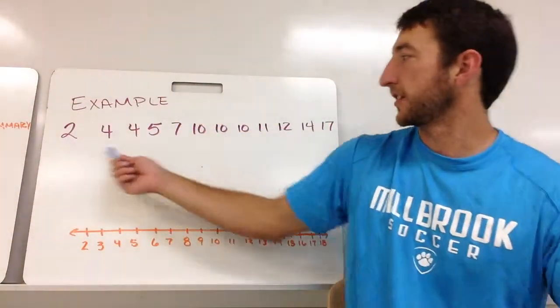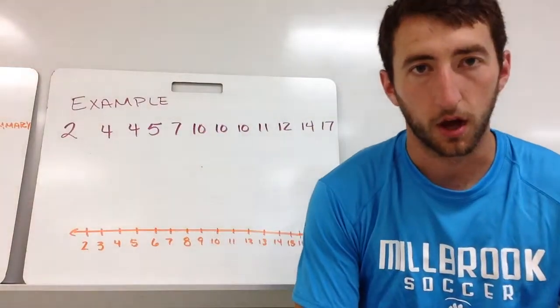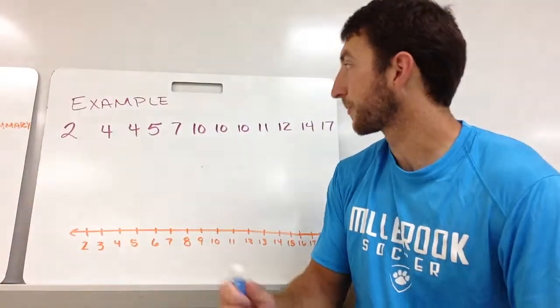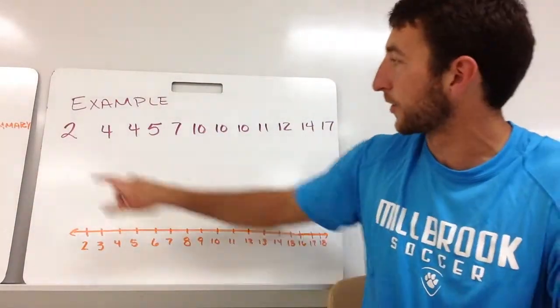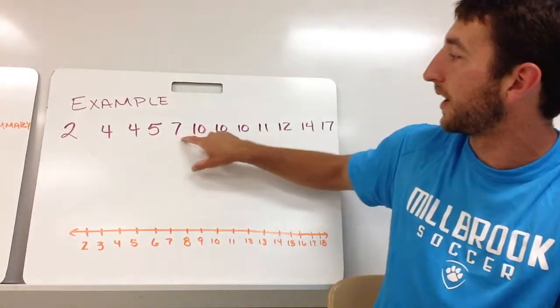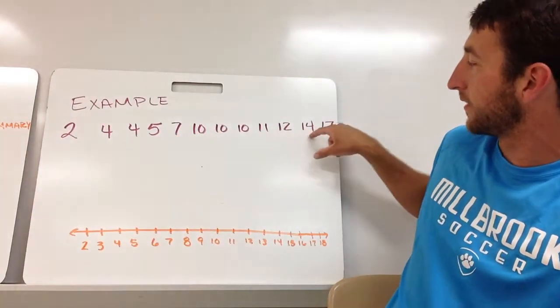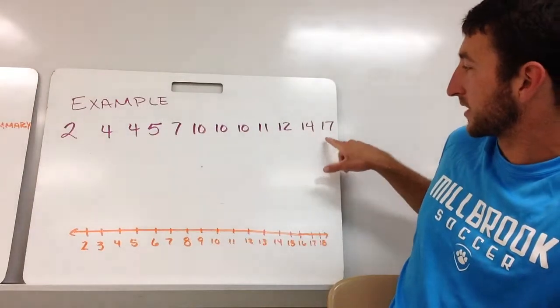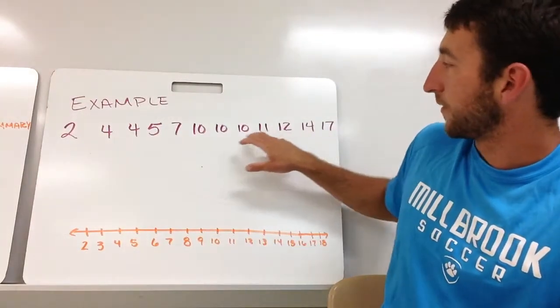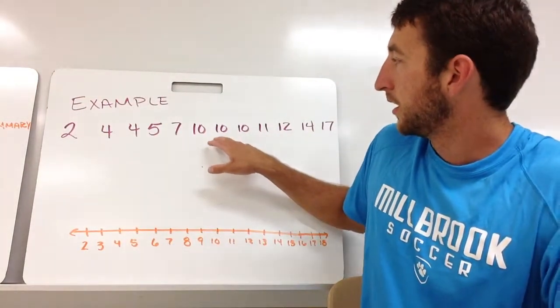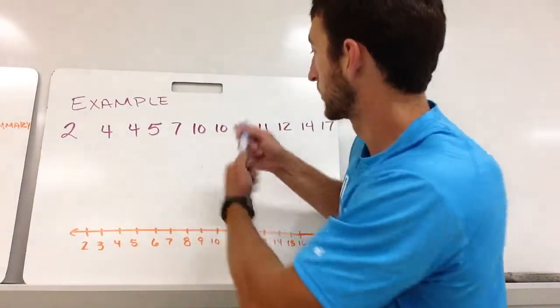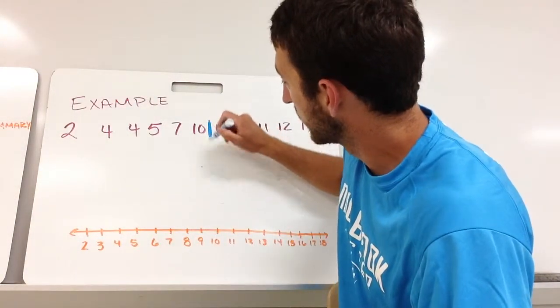All right, so we've got our data set. It's already been ordered from least to greatest. So what we want to do now is find our middle. So I know I've got 1, 2, 3, 4, 5, 6, 7, 8, 9, 10, 11, 12 numbers. So I'm going to go 6 in here, 1, 2, 3, 4, 5, 6, and then 6 from there. So my median is right here in the middle.